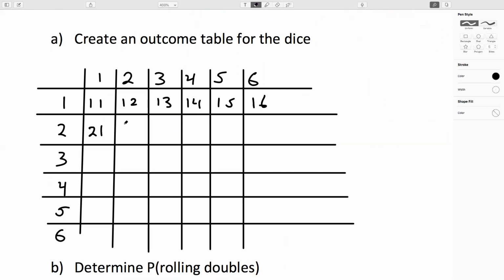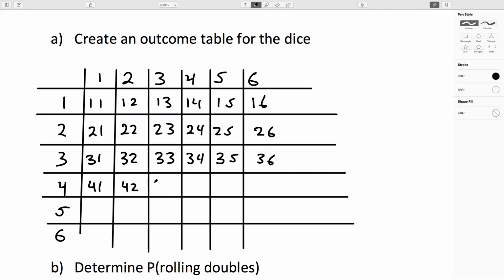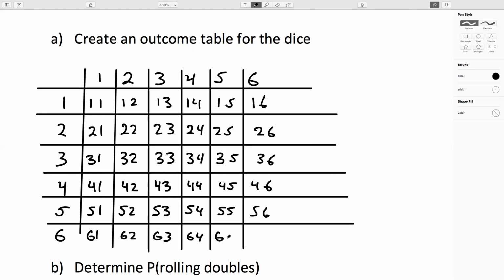2 and 1, 2 and 2, 2 and 3, 2 and 4, 2 and 5, 2 and 6, 3 and 1, 3 and 2, 3 and 3, 3 and 4, 3 and 5, 3 and 6. 4 and 1, 4 and 2, 4 and 3, 4 and 4, 4 and 5, and 4 and 6. 5 and 1, 5 and 2, 5 and 3, 5 and 4, 5 and 5, 5 and 6. And lastly, 6 and 1, 6 and 2, 6 and 3, 6 and 4, 6 and 5, and 6 and 6.